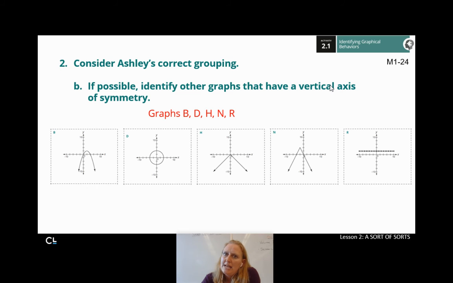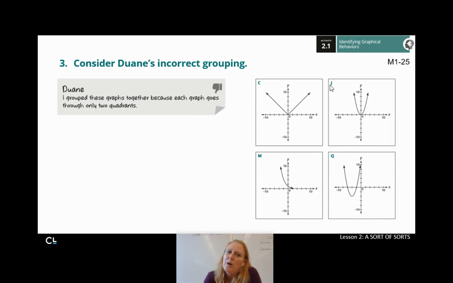Let's talk about Dwayne on the next page. Dwayne's got something incorrect going on. So I'd like you to consider Dwayne's incorrect grouping. So he has these lovely graphs here. And Dwayne says, I grouped these graphs together because each graph goes through only 2 quadrants. And you see the thumbs down. Something's not quite right about that. Dwayne says all of these graphs only go through 2 quadrants and no more.